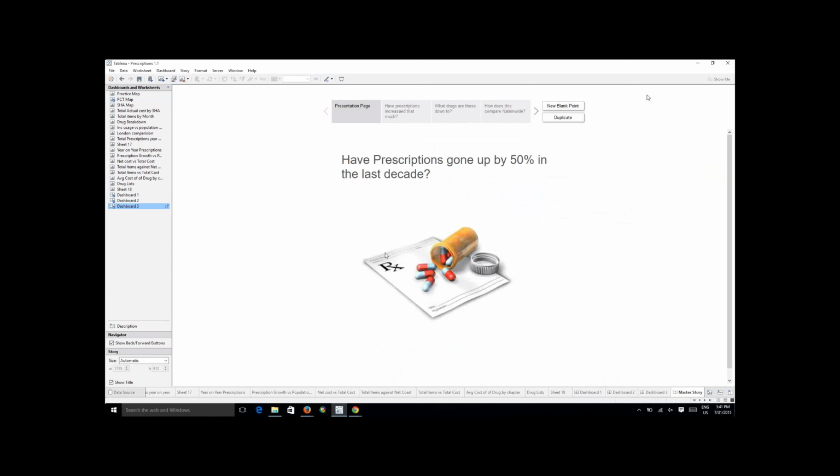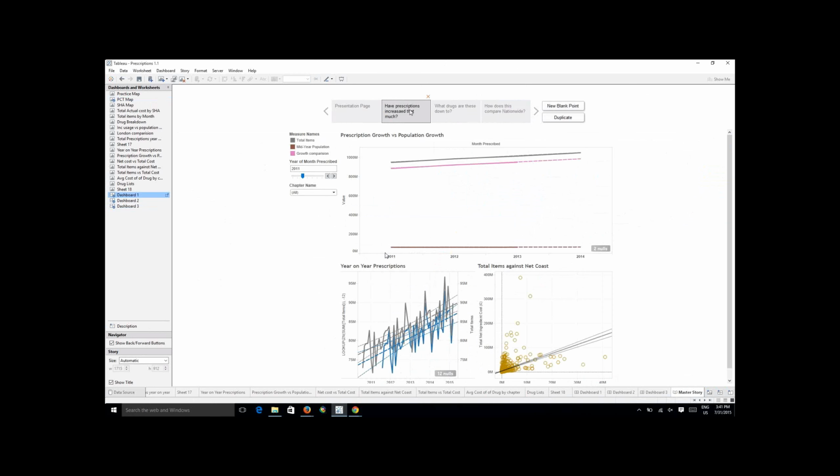Just for a bit of feedback, on the second one, have prescriptions increased that much? I like the introduction of dispelling a myth straight away, that prescriptions are increasing because the population has exploded in this country. That shows it doesn't seem to be true.